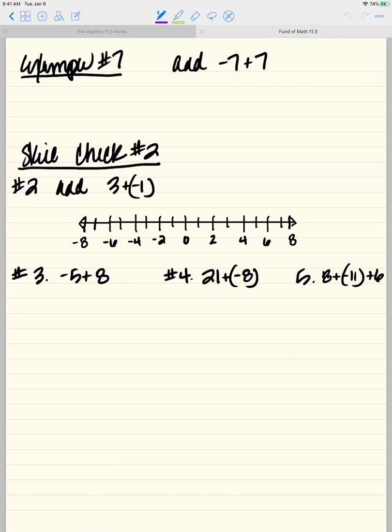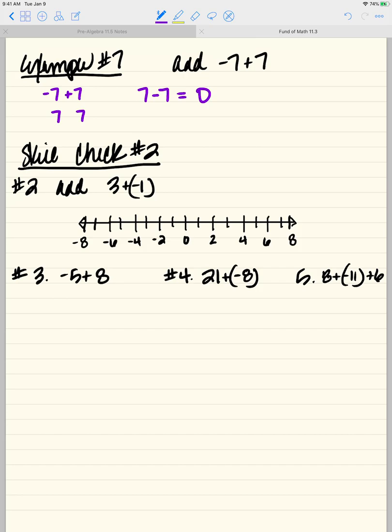How about example number 7? Add -7 plus 7. Here's -7 plus 7. Okay, what's the absolute value of -7? 7. What's the absolute value of 7? 7. Subtract now. 7 minus 7 is equal to 0. No signs for 0. The answer is just 0. Okay? Skill check number 2.